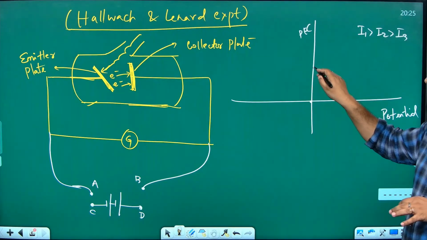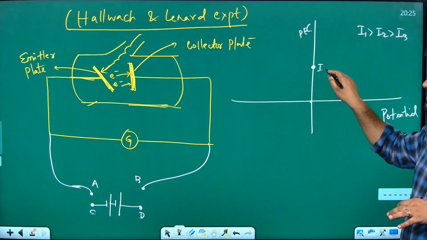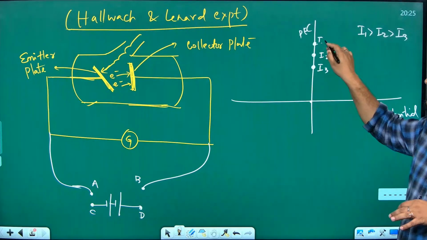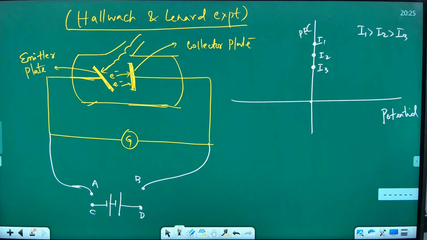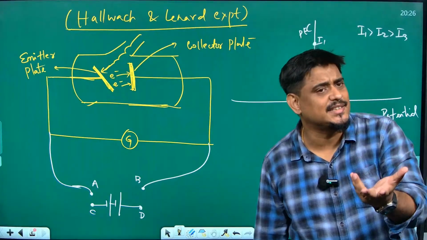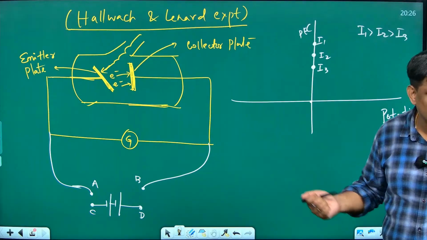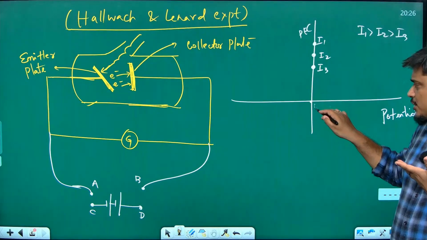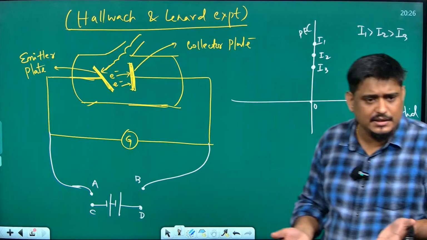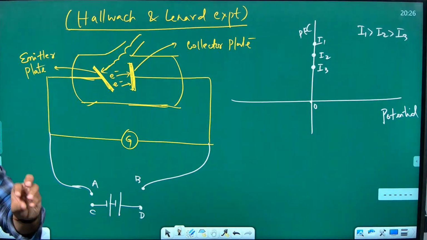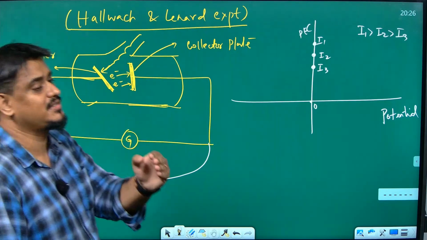It means that I3 will be somewhere here, I2 somewhere here, and I1 somewhere here. Am I right? Since I1 has the maximum intensity, it will have maximum current, and I3 has the least intensity, it will have the least current because the least number of photoelectrons are coming out. Do you agree with me? Obviously, at zero potential also, I will have current because of the photoelectric effect. Some current is going to be there, but less current. And that current will be more for the first intensity because the first intensity is the maximum intensity.